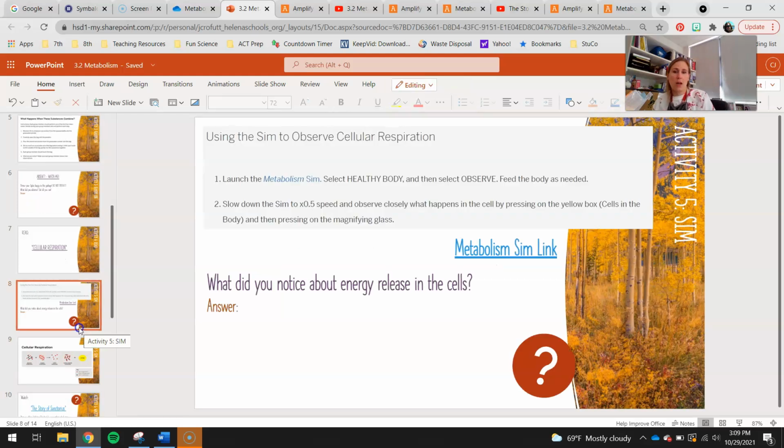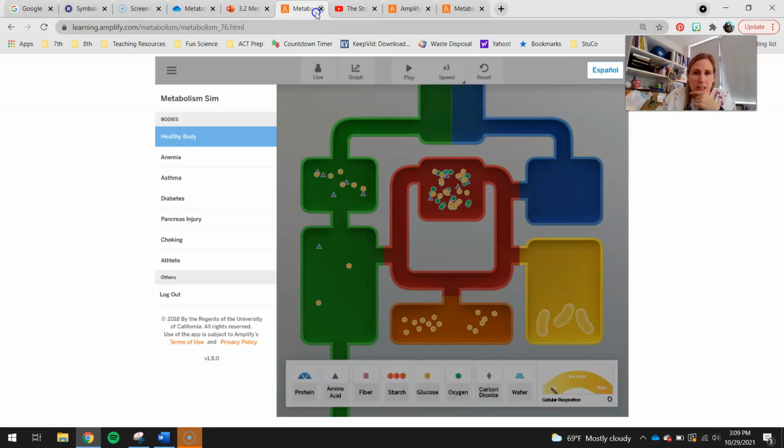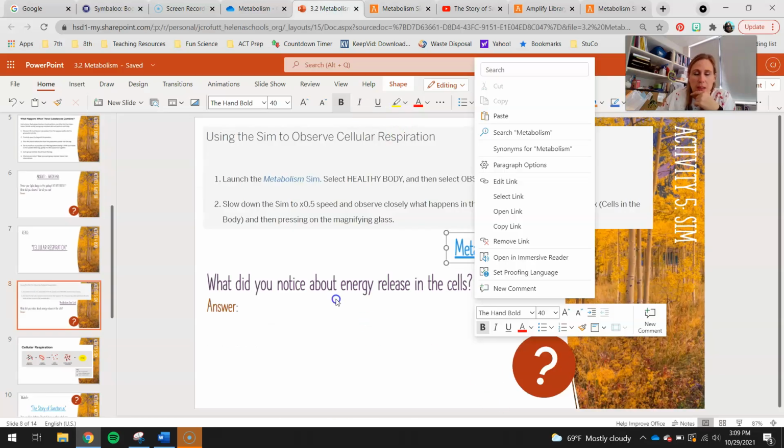All right, moving on to the sim. Today you guys are going to take a look at what cellular respiration looks like in the sim. So here is your link right here to your simulation. Go ahead and right click and open that link up, and it's going to take you into, again, the simulation here.